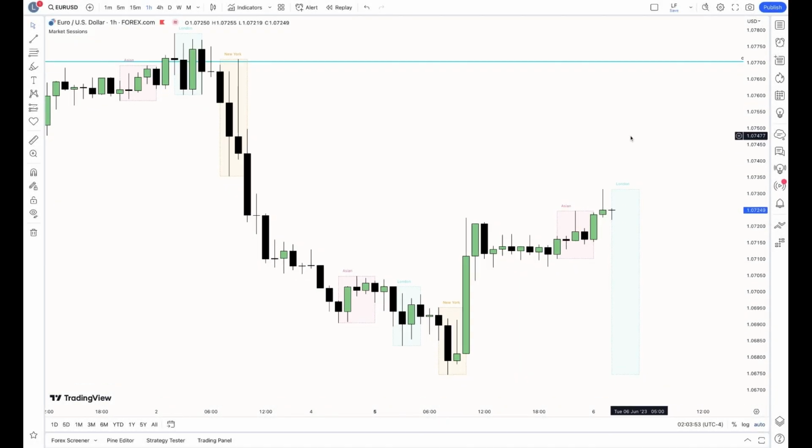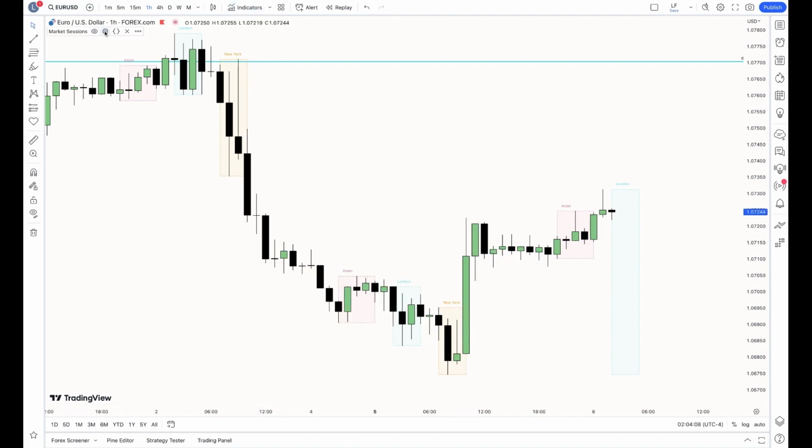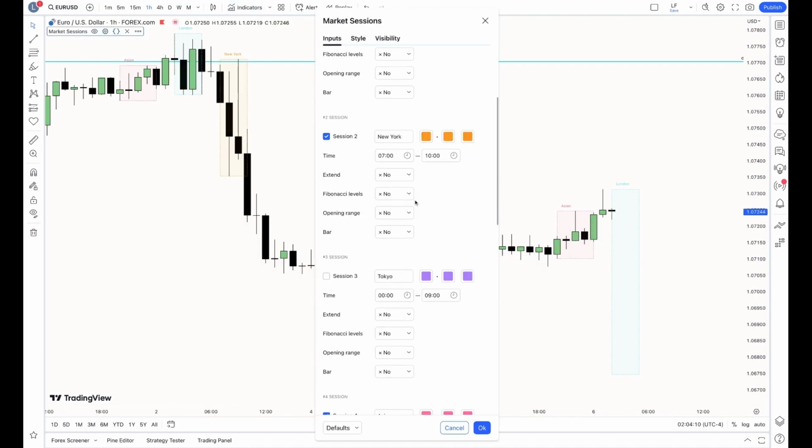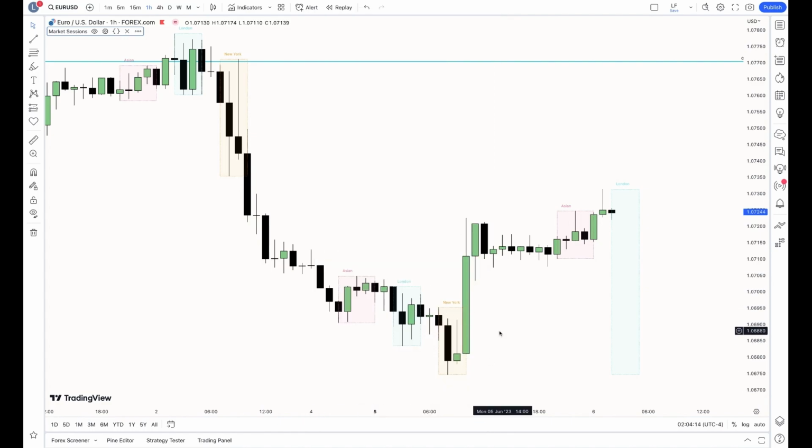Going down to our hourly time frame, you guys will probably notice, why are there colors here? I've mentioned in a lot of my previous videos, this is an indicator that I use called FX Market Sessions by Boytoki. You can actually set the timings of the sessions that you guys want to trade. I set it to the kill zones, so these are the kill zones. So we can see on Monday, yesterday, price made a huge upward move during the New York kill zone.